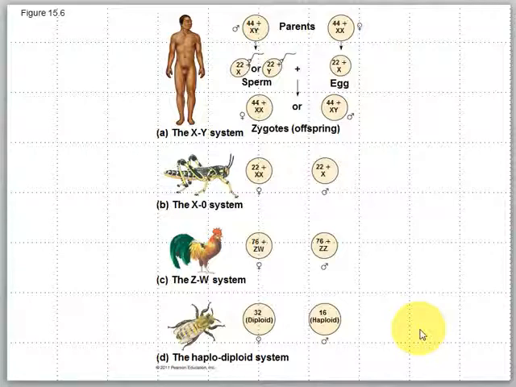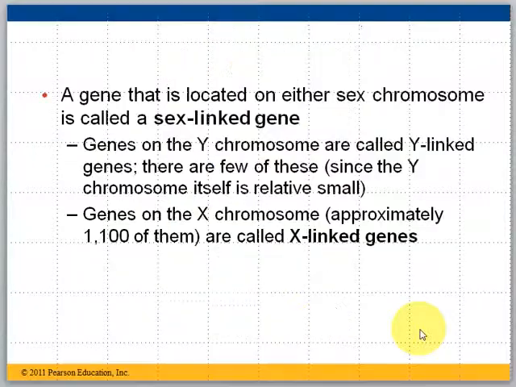Let me correct that. I said they don't have sex cells. Of course they have sex cells. They have male sperm and female eggs. They don't have sex chromosomes. So the bees don't have sex chromosomes. That's what I meant to say.